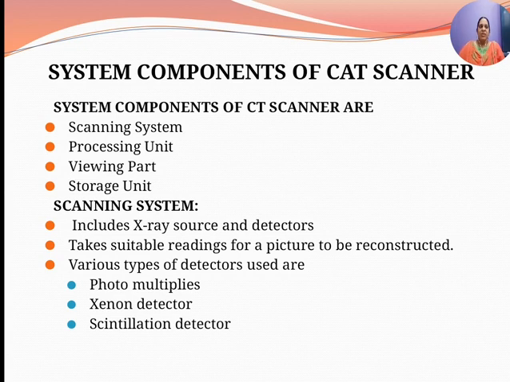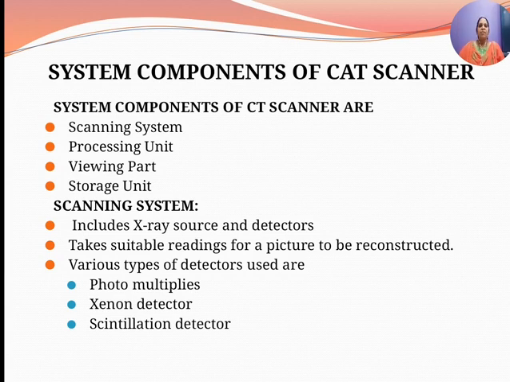Then we have the processing unit, scanning system, the processing unit, the viewing part and the storage unit. The scanning system includes the X-ray source and the detectors. It takes suitable readings for a picture to be reconstructed. The various types of detectors used are photomultipliers, xenon detectors and scintillation detectors.